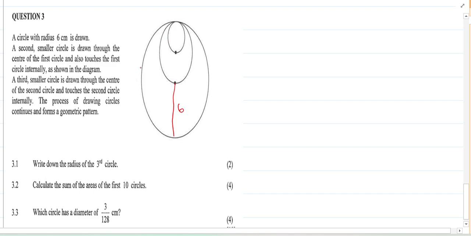A third circle is drawn. Here's the third circle through the center of the second circle, and it touches the second circle internally as well. We see it right here. The process of drawing the circles continues. I think there is something that we notice with these circles. The radius of the first circle, which is the bigger one, is 6. The radius of the second one is going to be how much?